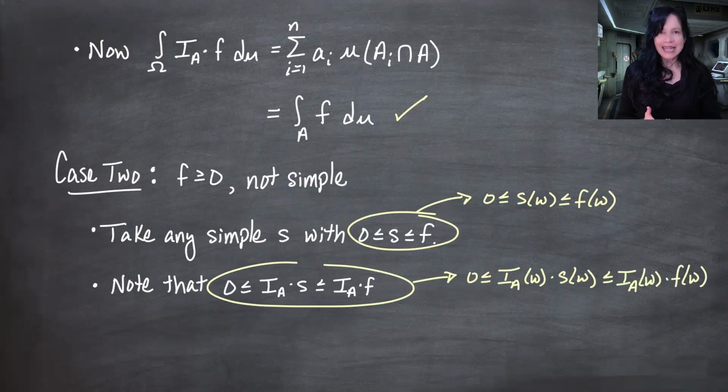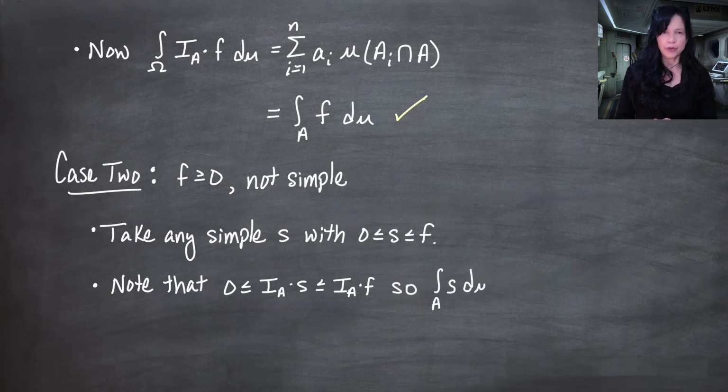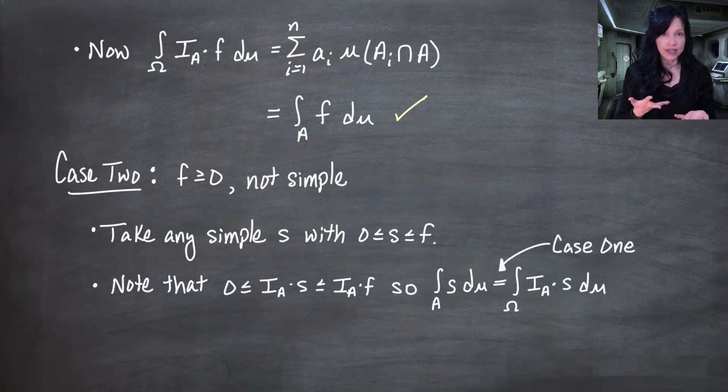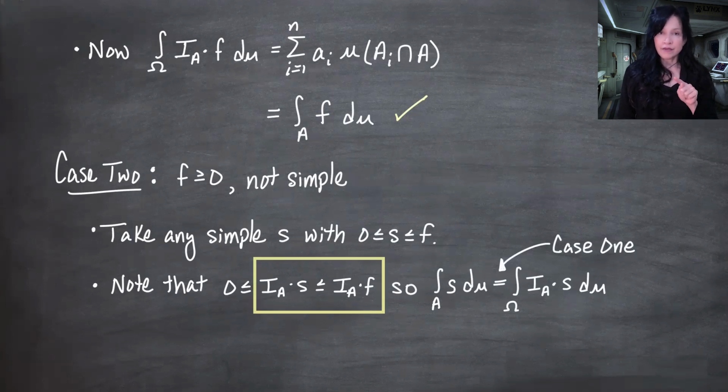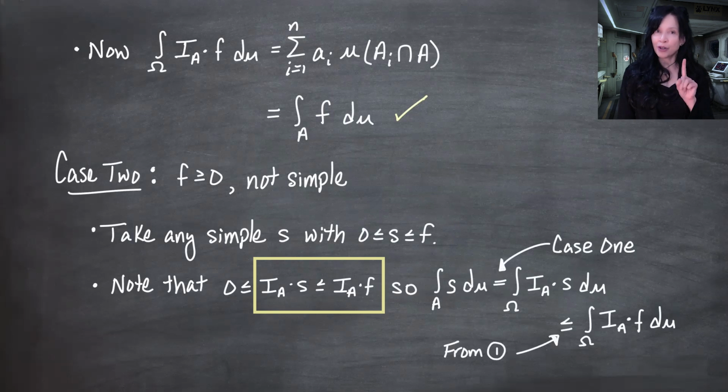Okay, so let's integrate s with respect to mu over A. According to case 1 in this proof, because s is simple, we do know that you can integrate over the full Omega and put the indicator over A in front of the integrand. So the indicator times s as the integrand. And then because of this inequality here, we know that this integral is less than or equal to the integral over Omega of the indicator over A times f d mu. This is in fact property 1 in the list of things that we started last time that I recapped in today's video.